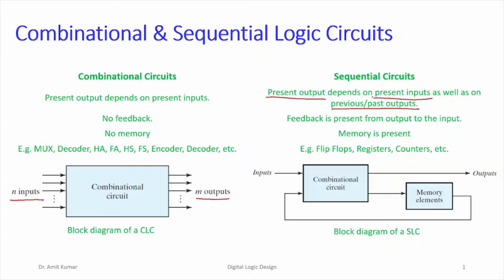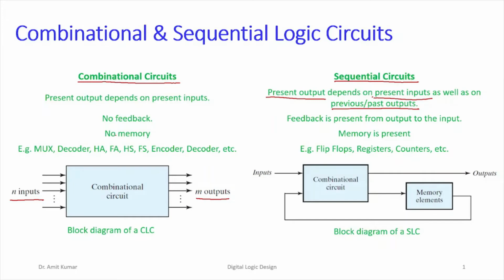So these are a few key differences between a combinational logic circuit and a sequential logic circuit, right? Briefly, to summarize: in a combinational circuit, the present output depends on the present inputs. In a sequential circuit, the present output depends on the present inputs as well as the previous or past values of the outputs. There is no feedback in a combinational logic circuit. There is feedback in a sequential logic circuit.